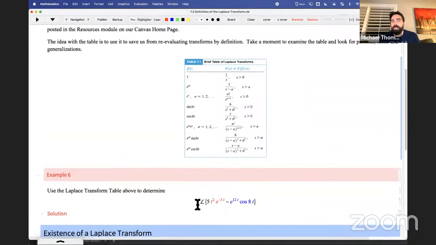So let's say that we want to take the Laplace transform of this ugly function. If you look at the parts and use the fact that L is a linear function, we can push it through everything to break it down into these pieces over here. And then we can just use the transform table. And then of course, for the domain, we'd have to look at the common domain for all of our parts.